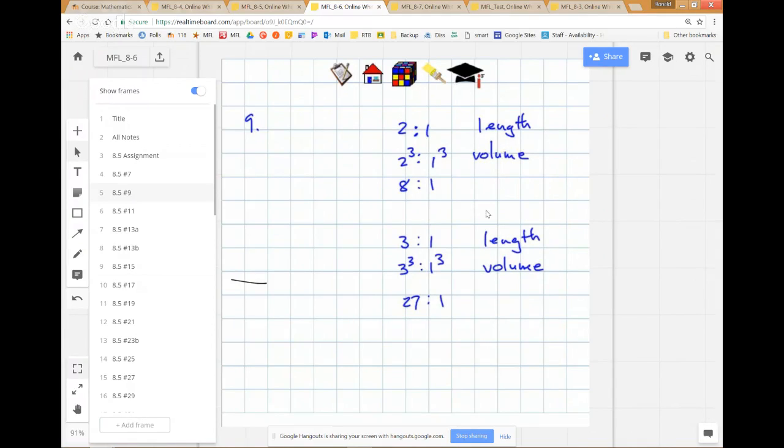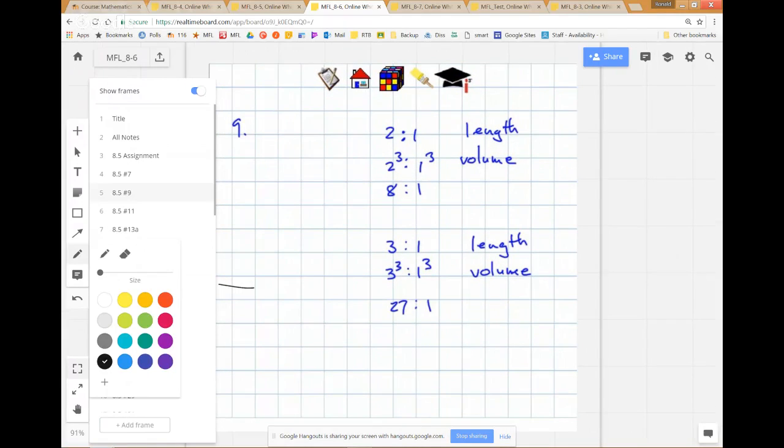So if you've got a cube, first of all, when each edge is 1, and then you double the edges, it's 2 cubed, or 8. When you jump up from length past area to volume, you're jumping up 2 dimensions. Then the ratio, instead of 2-to-1, is 2 cubed to 1 cubed, which is 8-to-1. So that's the answer to the first part.